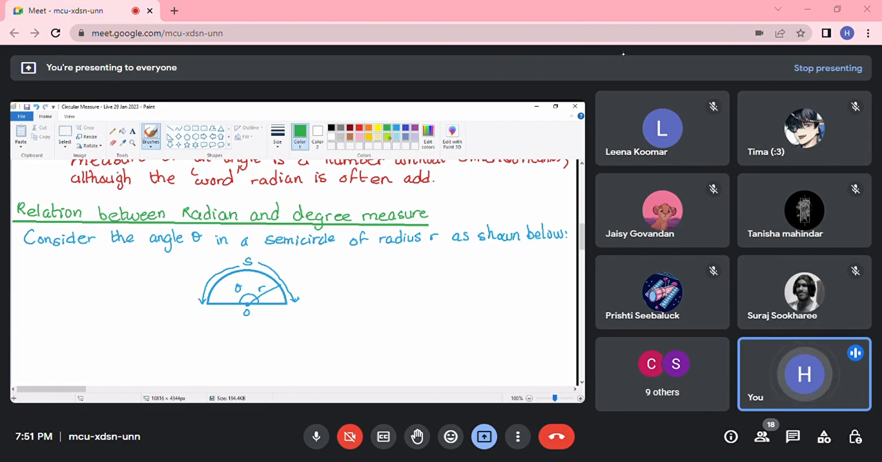So we know that for a circle, the circumference, which we can also call S, is equal to 2 pi r. But for a semicircle, the arc length or the circumference S is equal to half of 2 pi r. That is, it's equal to pi r. This is for a semicircle.